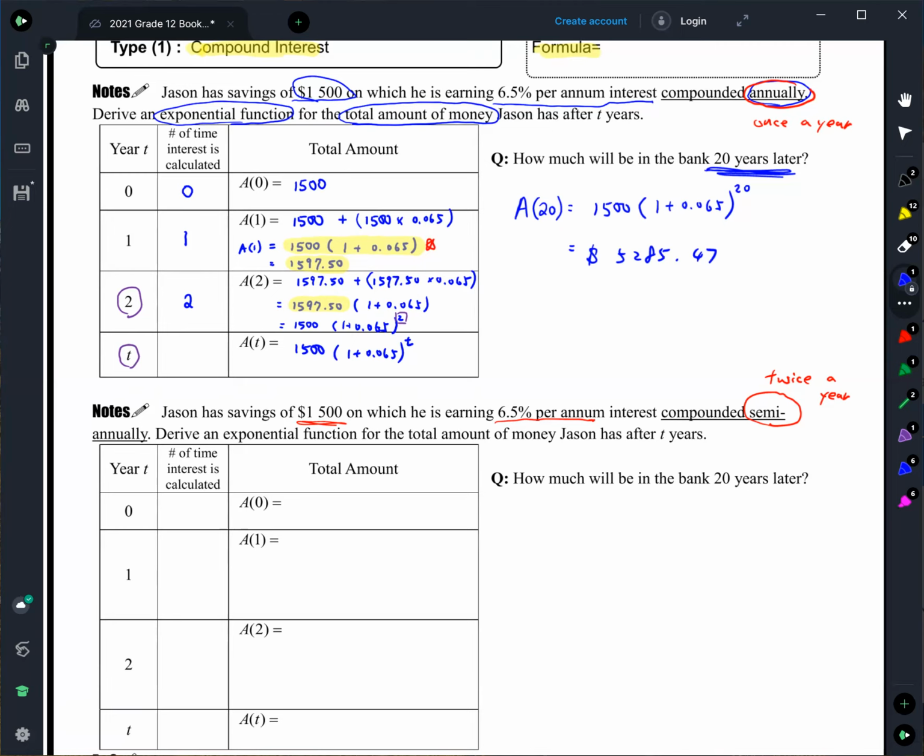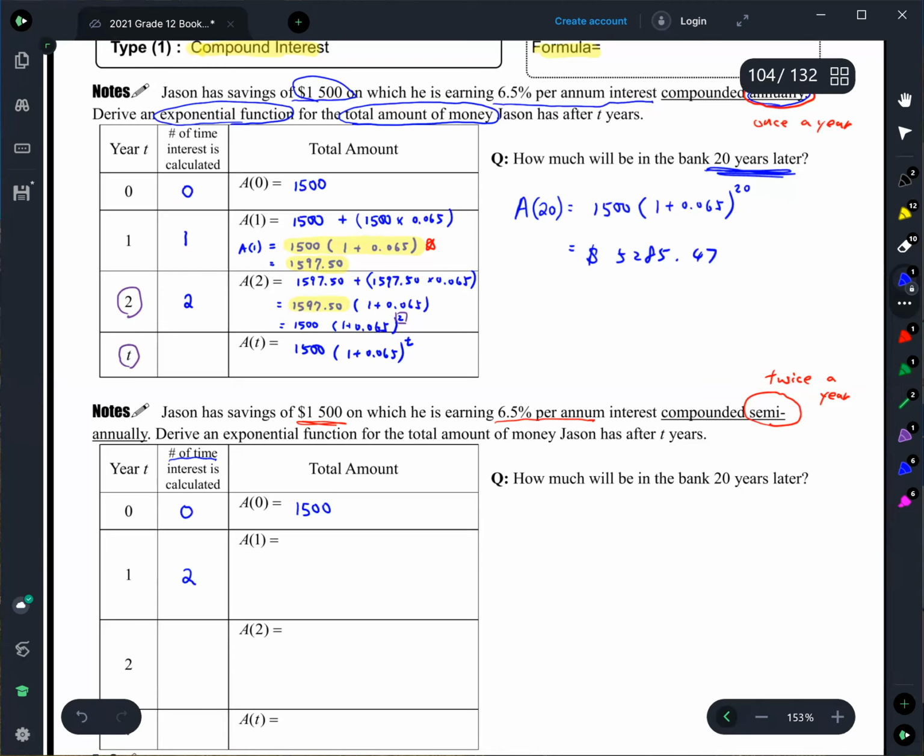Okay, so let's find out which way is better for this one. Depending on the interest rate, sometimes one is better. So the beginning part is the same. Start with 0. And then the beginning amount is 1,500 still. So after 1 year, the number of times interest is calculated will be 2, because after 1 year, they will pay you twice. Okay.